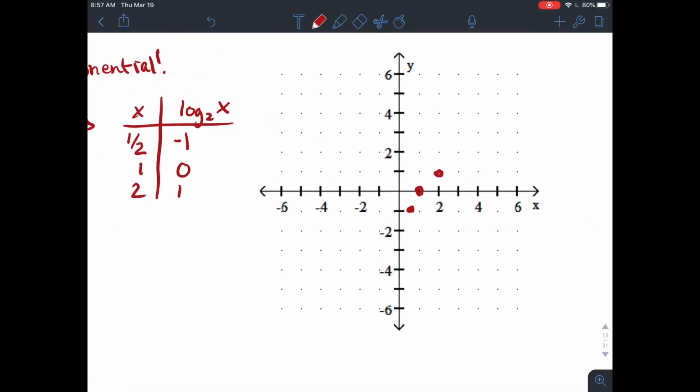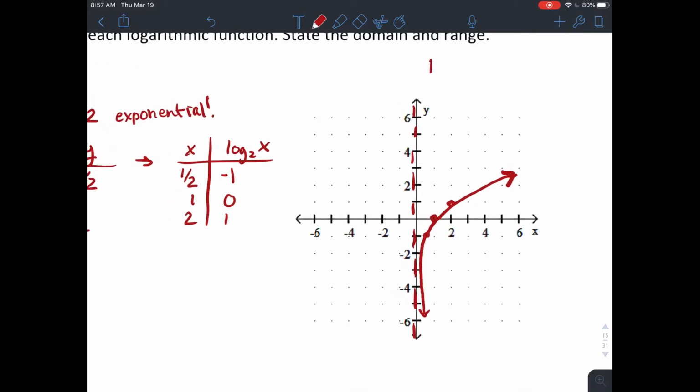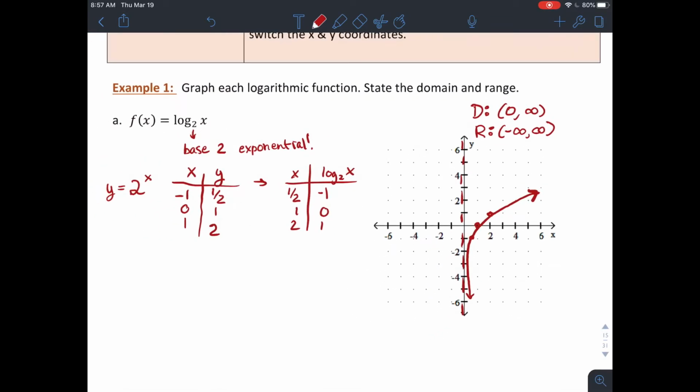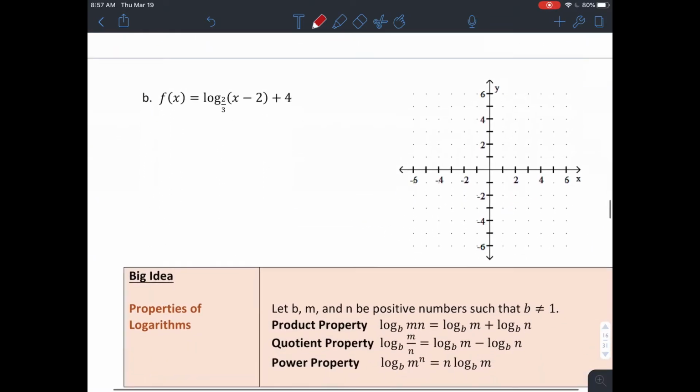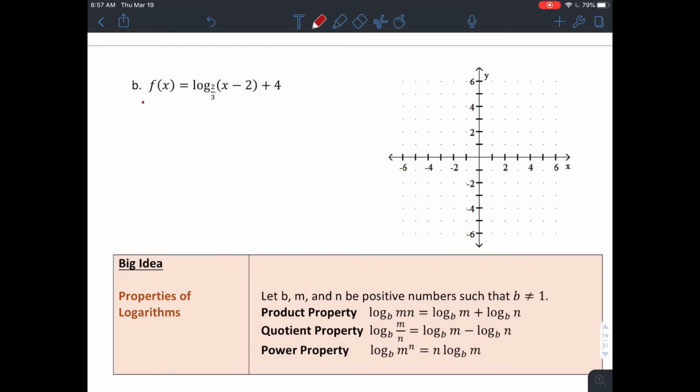Your asymptote was horizontal when you had an exponential. We're swapping it to the y-axis because this is our inverse function, so your graph should look something like that. Domain and range-wise, now your domain is restricted. It is only x values greater than 0, but your range, your y values, go up and down forever and ever.